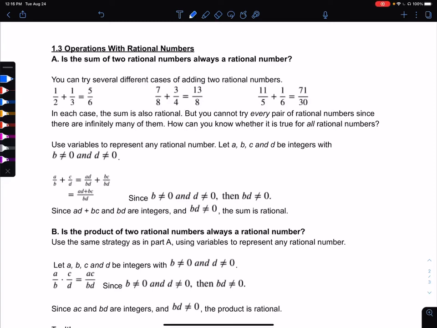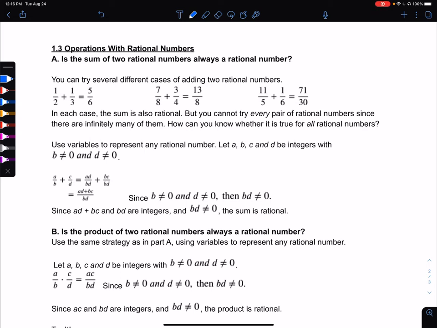Here we're going to look at topic 1, example 3, operations with rational numbers. Part A, the question is: is the sum of two rational numbers always a rational number? For these two examples, part A and part B, it's going to be a lot of theory, just going over rational and irrational numbers, and there's not going to be a lot of math that we have to write out. Everything is already written here for us. So I just want to go through the theory behind it.